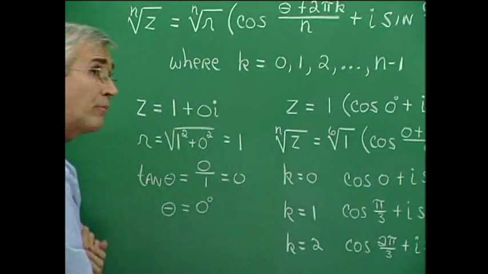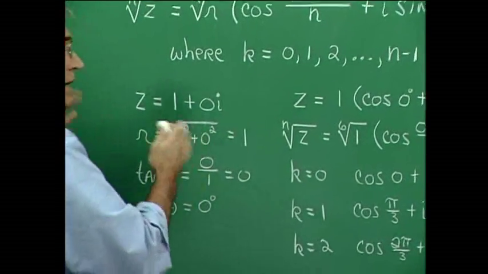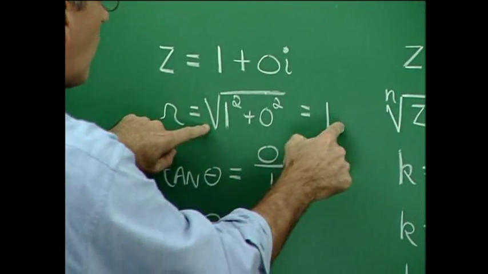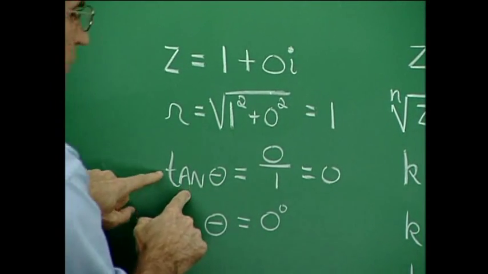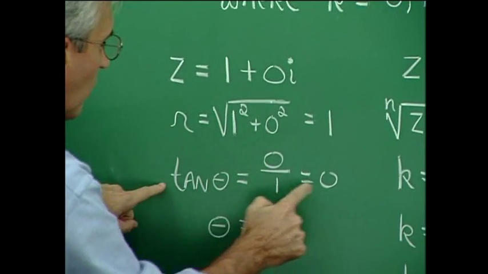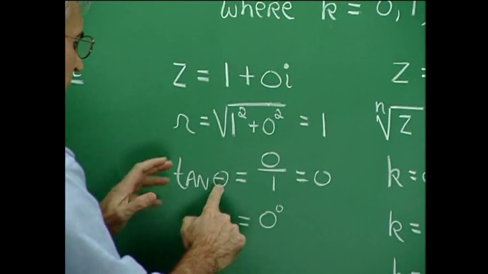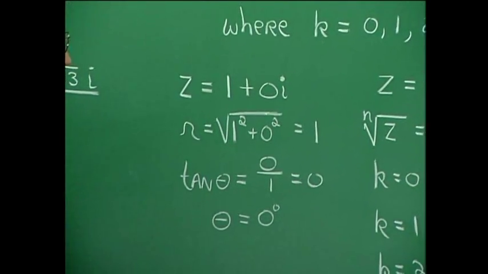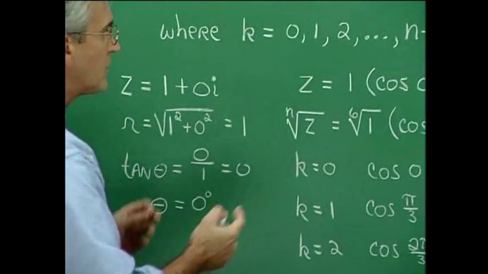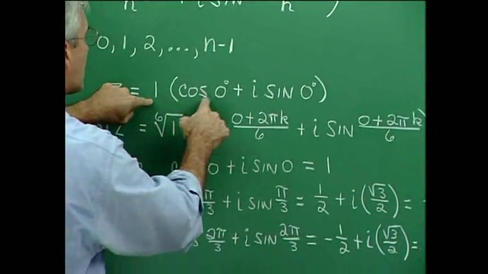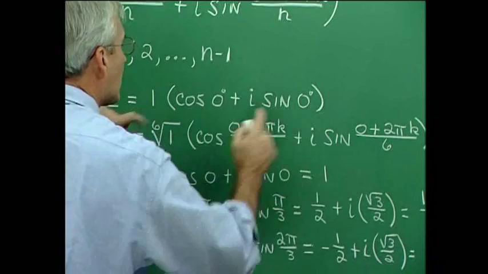Now, let's put it into polar form. We need an r and a theta. So r is the square root of 1 squared plus 0 squared. Oh, that's simply 1. Then to find theta, we use tangent theta is b over a. That's 0 over 1, or 0. Inverse tangent of 0 is 0 degrees. So theta is 0 degrees. So we have an r of 1 and a theta of 0 degrees. Sounds like a really degenerate kind of expression in polar form. So it's 1 times cosine 0 degrees plus i sine 0 degrees.